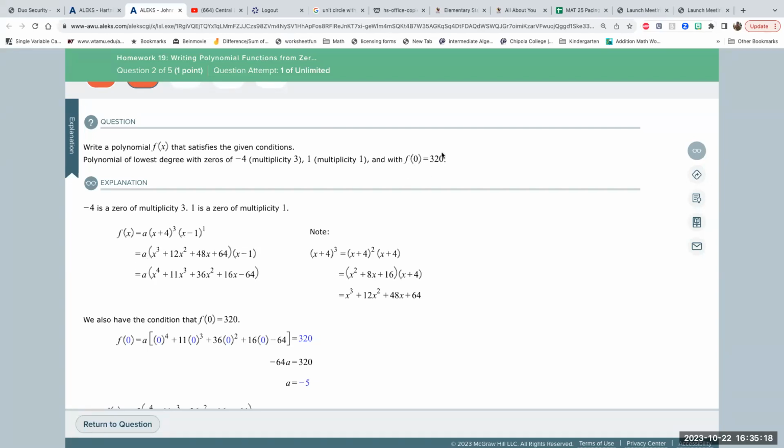So always use this piece at the end. All right, so you got to do this 3 times. Notice that's what they're doing here. First they're going to multiply this by itself. So x plus 4 times x plus 4 gives you all this if you FOIL it.